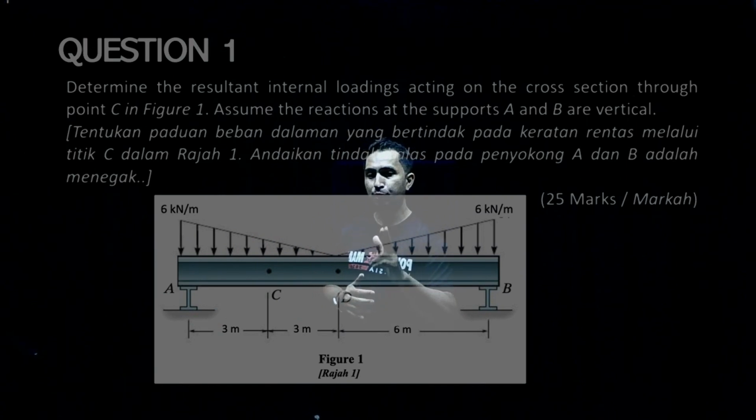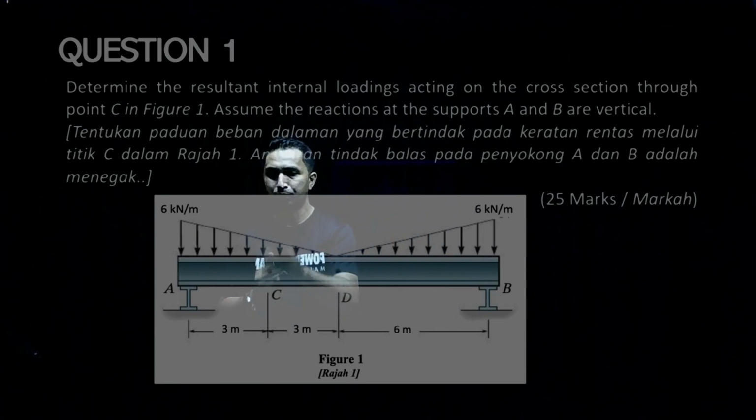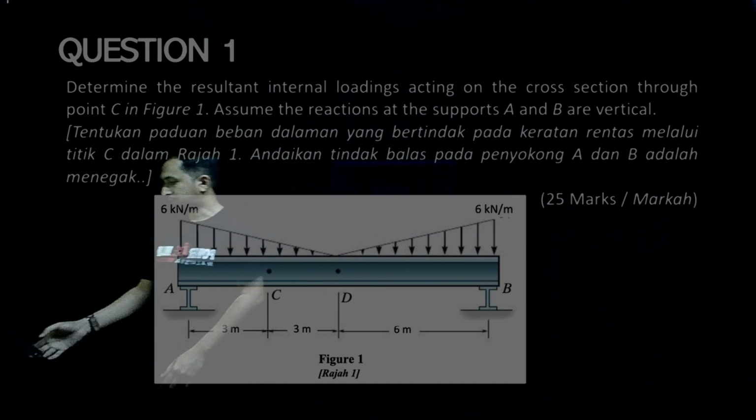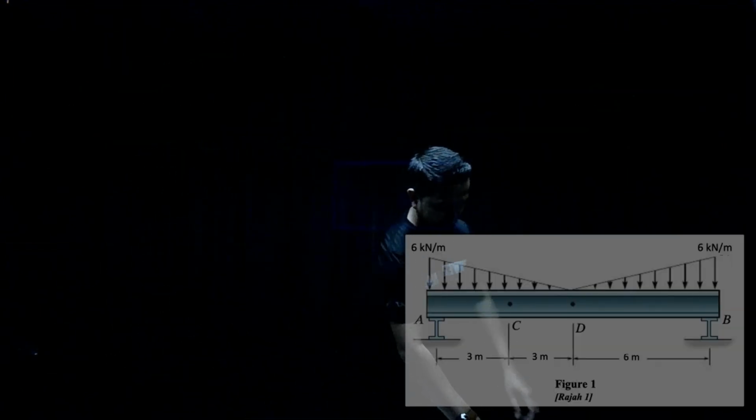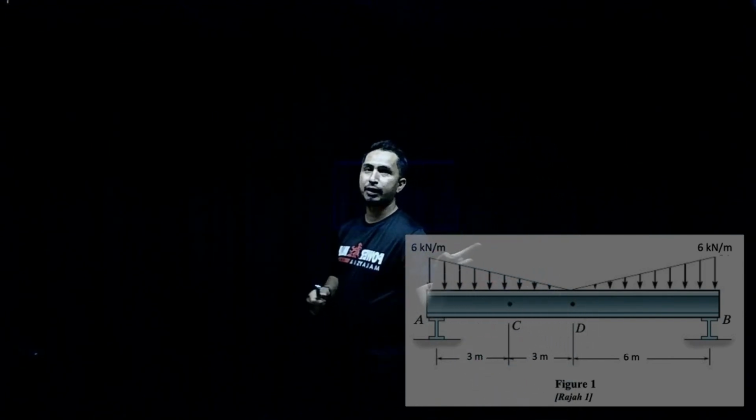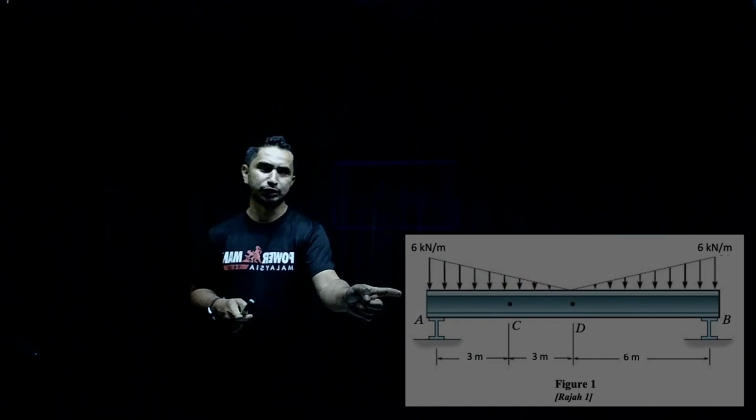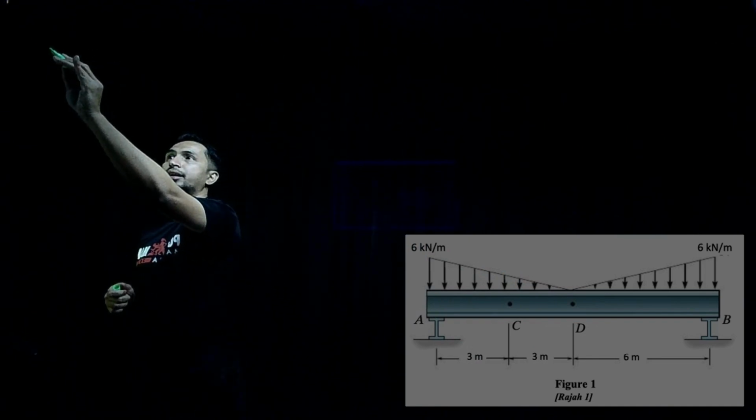But now the question wants us to find internal loading at point C. So later you need to cut here at point C. So the first step that we need to do is to draw free body diagram of the original figure. This is our original figure. Then I will draw free body diagram.